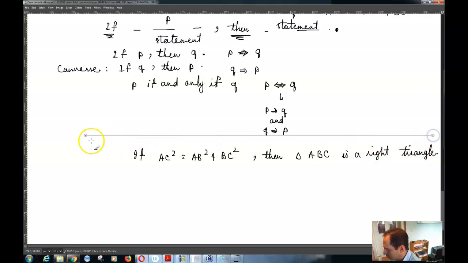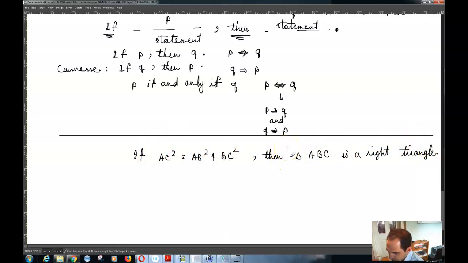Okay, so suppose that you say this. Now this does not necessarily mean that if you have a right triangle, then this must be the relationship between the sides. The only thing that this means is that if this relationship exists between the side lengths of the triangle, then the triangle is a right triangle. That's the only thing that it means.